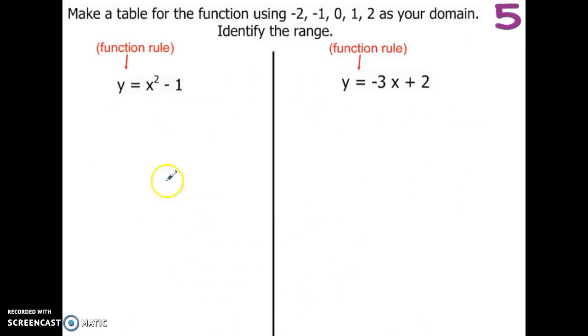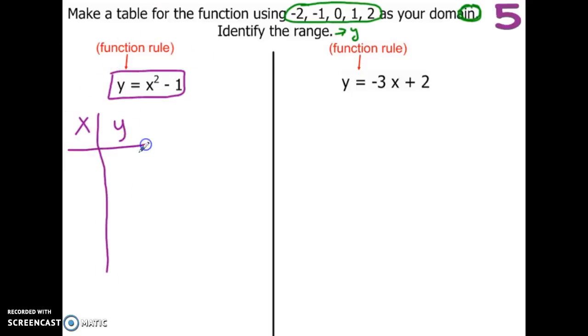So moving along, now we are going to make a table for our function using -2, -1, 0, 1, and 2 for our domain, what we're plugging in, and then identify the range, or our y's. So here is our rule, our equation that we are going to use. It says make a table, so I'm going to make an xy table. And they tell us we're going to plug in -2, -1, 0, 1, and 2. So we're plugging these in for x right there.